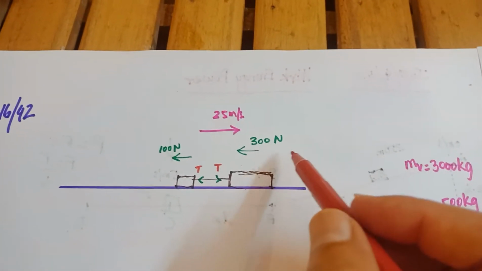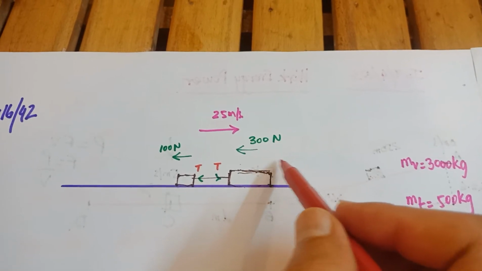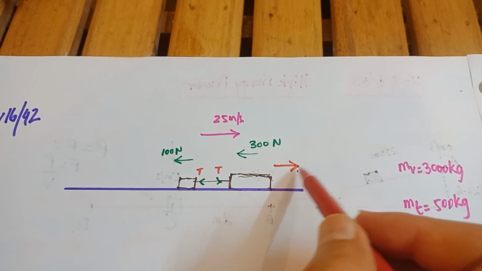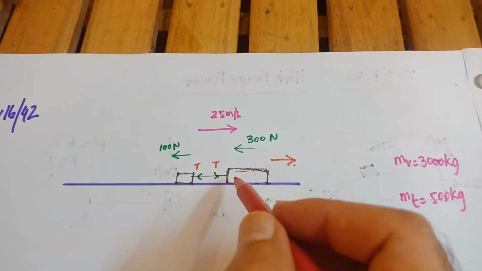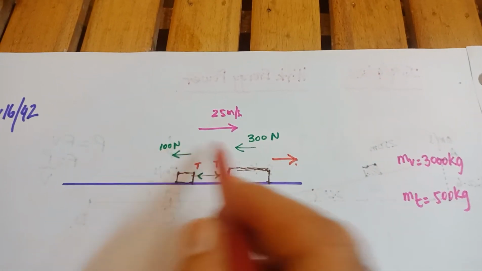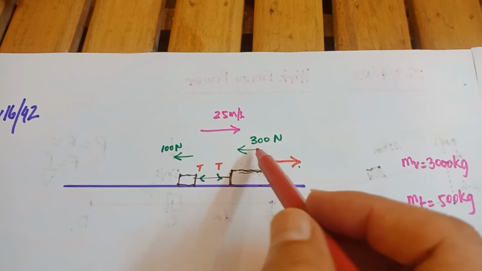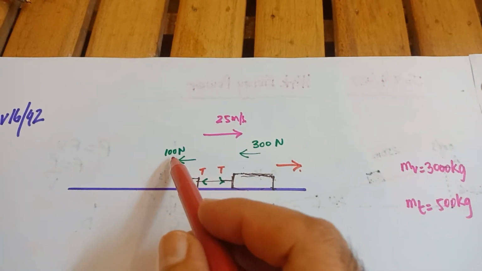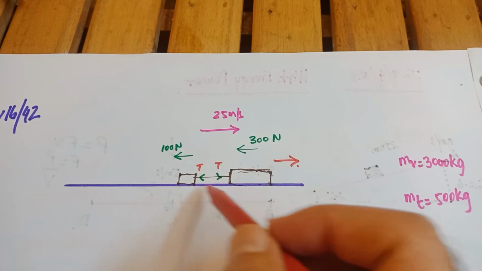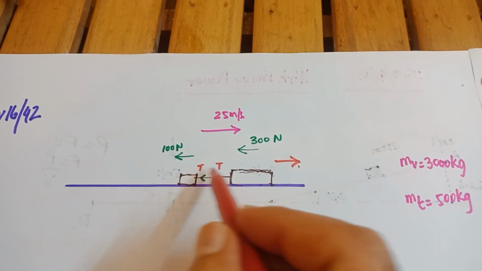Now it says find the power of the van's engine. The van's engine is obviously taking it in this direction. If I take this as a system, I can take the collective mass to be 3,500 kg and the collective frictional force as 400 Newton. There is no need to involve the tension right now because they are equal and opposite to each other.